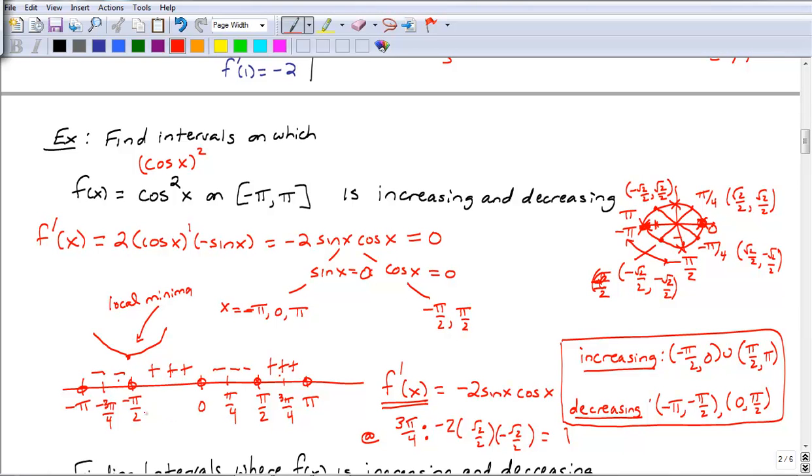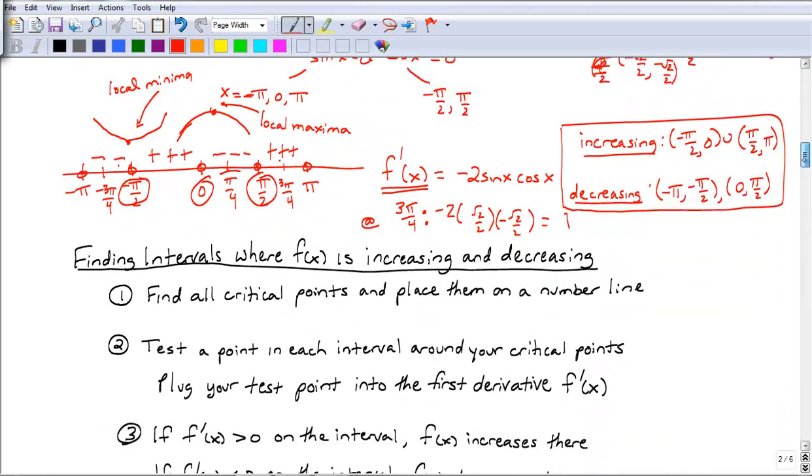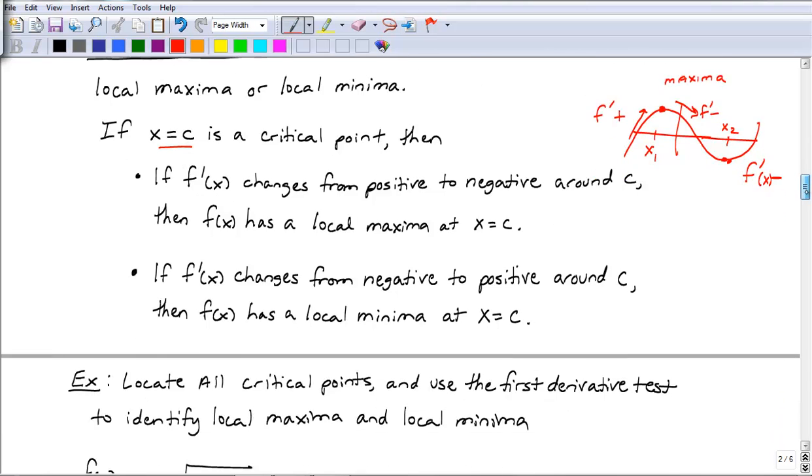And from negative pi over 2 to 0, it's increasing. From 0 to pi over 2, it's decreasing. You can see that that's a local maxima by the first derivative test. So you can use this number line to tell whether those critical points are maxima or minima. 0 has a local maxima. Negative pi over 2 will have a local minima because of the way it's increasing and decreasing. That's what the first derivative test does for us. It lets us figure out the shape of the graph.